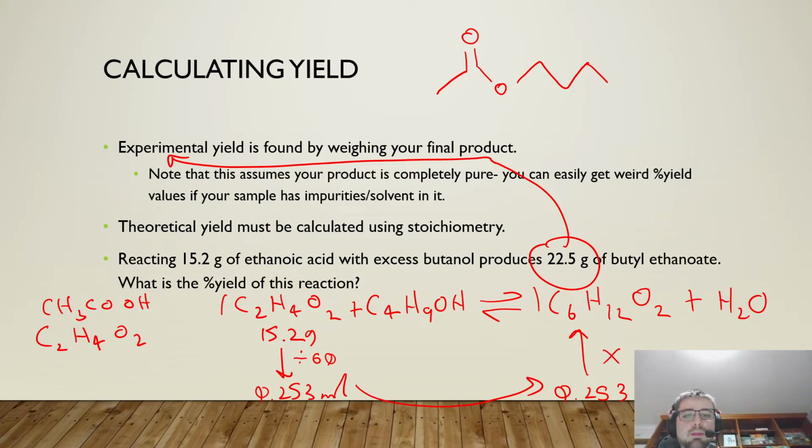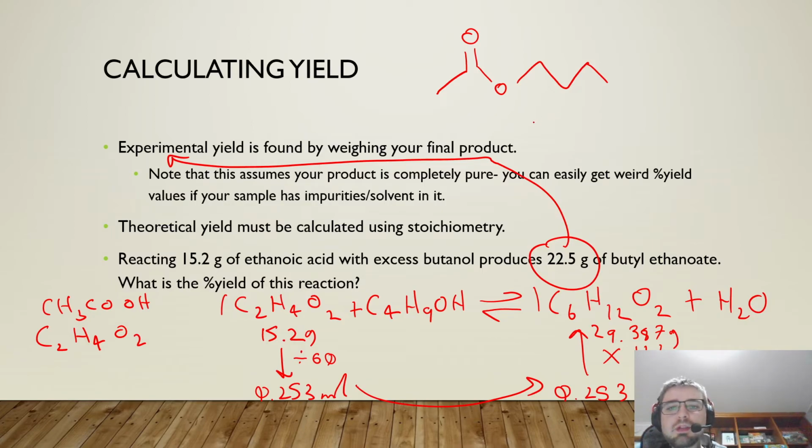And then we're going to multiply it by the mass of the ester, which is going to be 6 times 12, so 72, plus 12 from the hydrogens plus 32 from the oxygens. So 116. So we go 116 times 0.253, and we would expect 29.387 grams out the other side. We can see these values don't match.